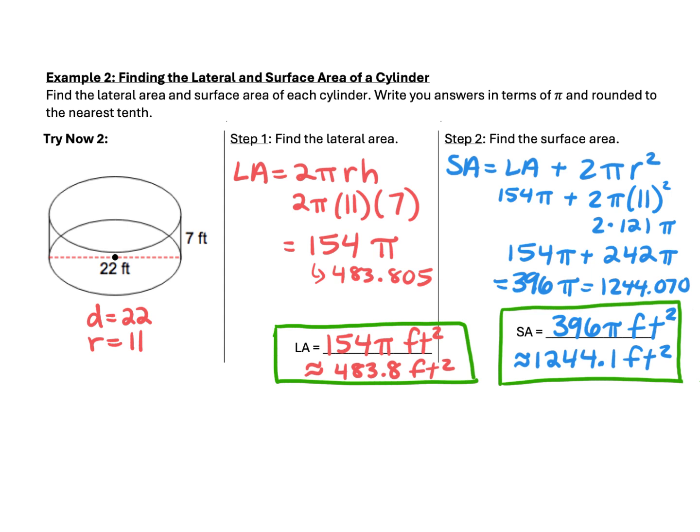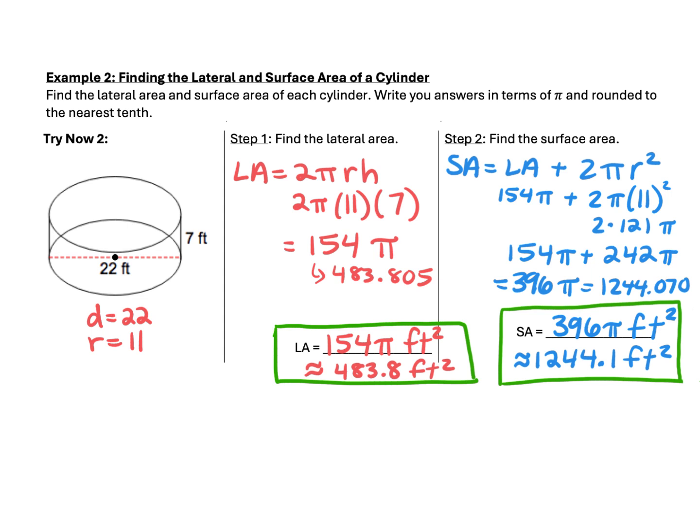Okay, here is your solution. The lateral area is 154 pi, or approximately 483.8 square feet. And then the surface area is going to be 396 pi square feet. All of the work is shown there if you want to check out how I did the problems.